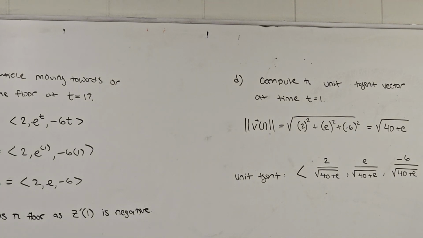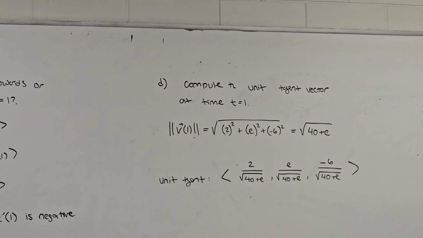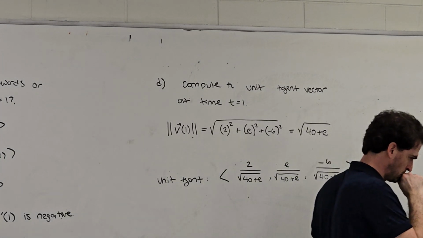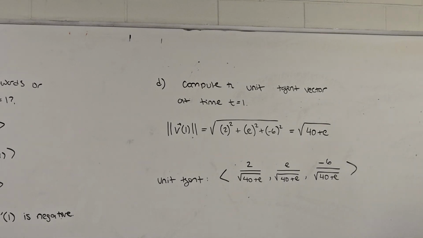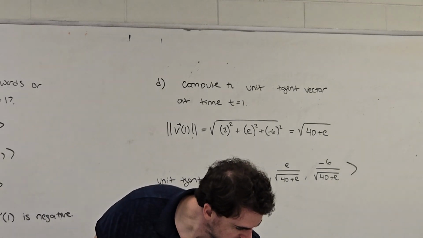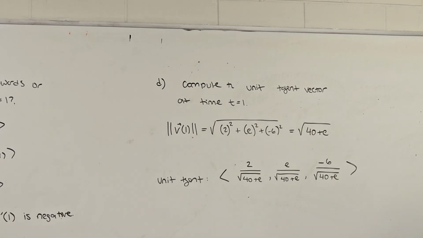So a lot of those vector computation ideas don't go away from example one. You're still going to be asked to find unit vectors, take the magnitude, divide each of the components by it. Questions so far?